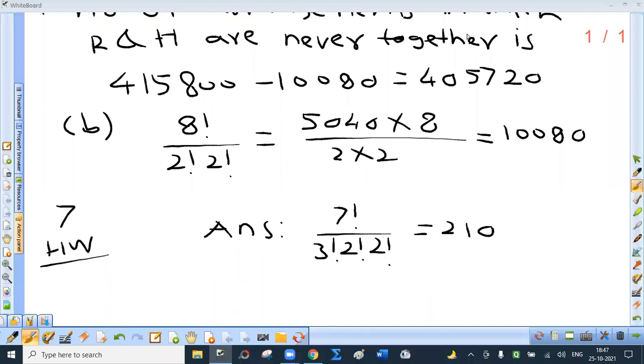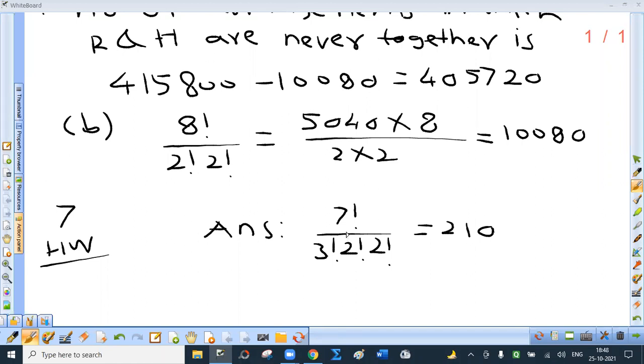Seventh is for homework, simple one. How many different words are formed if the letters are used thrice? The letter S and T are used twice each. So 7 letters, 7 factorial upon 3 factorial into 2 factorial into 2 factorial. Okay. But don't write this as the answer because explanation is required.